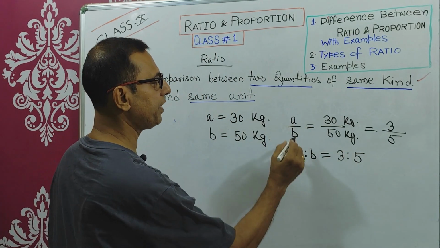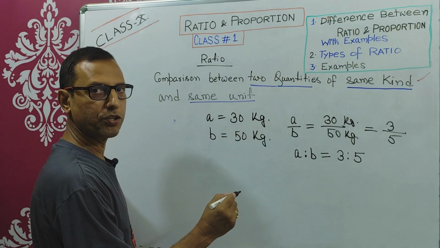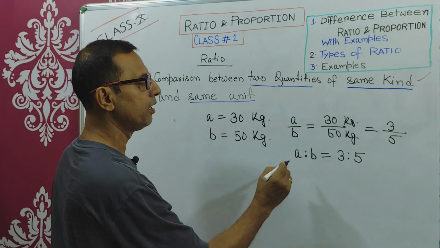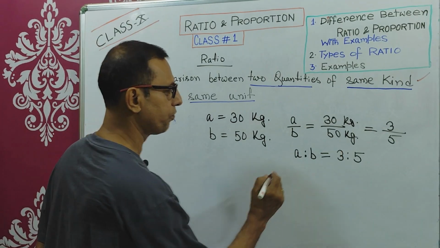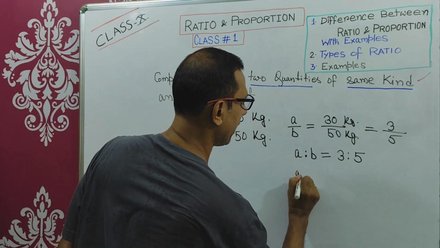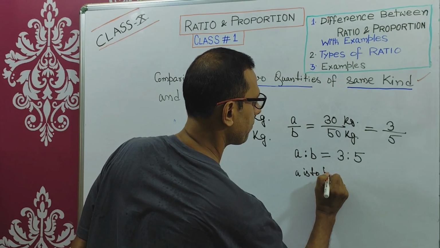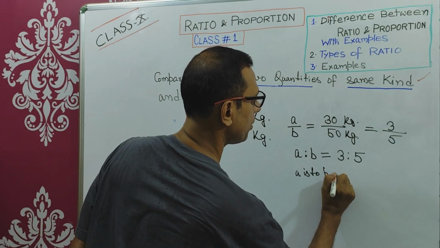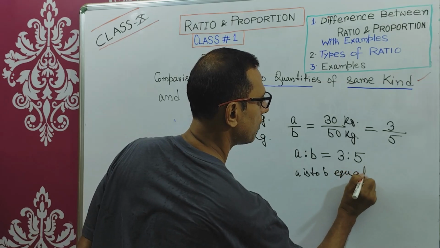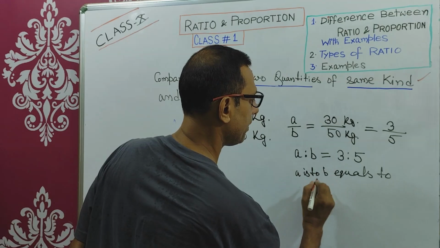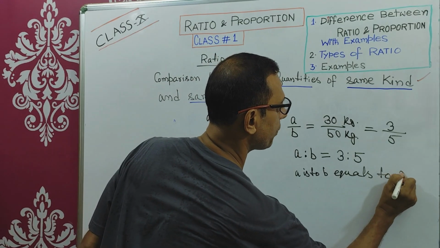So how will you read it? In the form of ratio, whether it is given as A by B equals 3 by 5 or A is to B equals 3:5, you will read it like this: A is to B equals 3:5.